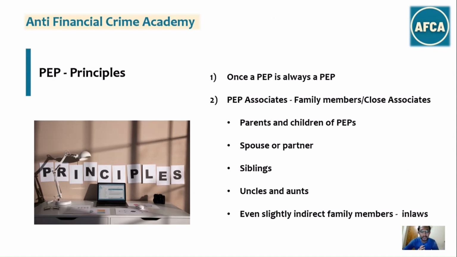Now, interestingly, we have two important principles that go with the politically exposed persons concept. These are very simple principles. The first principle is once a PEP, always a PEP. Once a PEP is always a PEP. So if any individual holds a significant position, at least once in his lifetime, he will be considered a politically exposed person for the rest of his life.